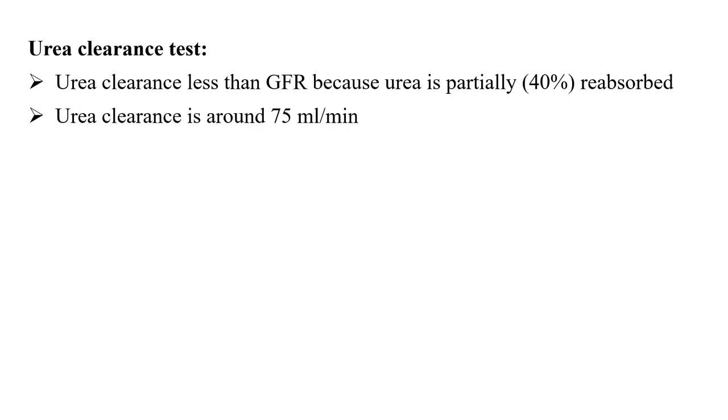Come to the urea clearance test. Like creatinine, we have to measure the urea in blood and urine, and calculate using the creatinine calculation formula. Urea clearance is less than GFR because urea is partially reabsorbed. So urea clearance is around 75 ml per minute.